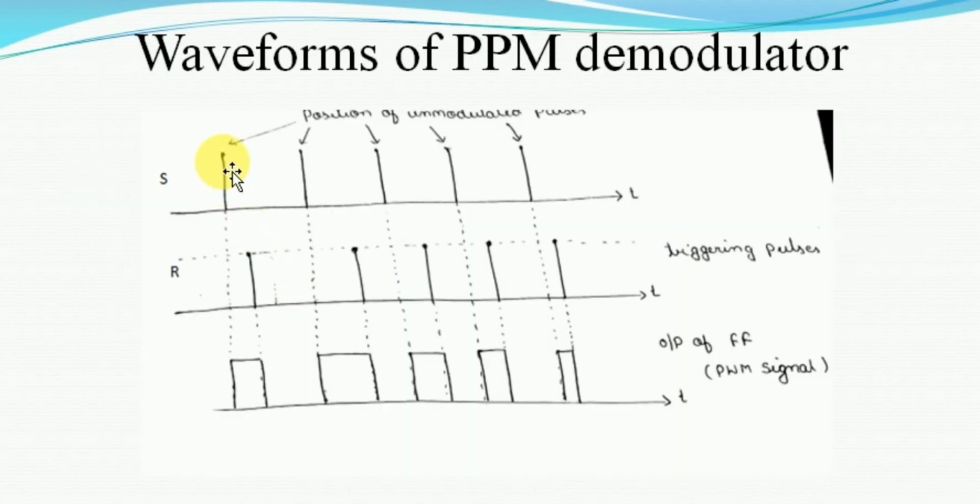So here these are the pulses that are generated from the reference pulse generator circuit and are given as input to the S pin of the SR flip-flop, whereas these triggering pulses, the pulses generated by the pulse generator, are given as input to the reset pin of the SR flip-flop. Due to this, the S and R signals applied to the SR flip-flop will generate a PWM signal. Thereafter this PWM signal is applied to the PWM demodulator circuit in order to retrieve the original message signal.